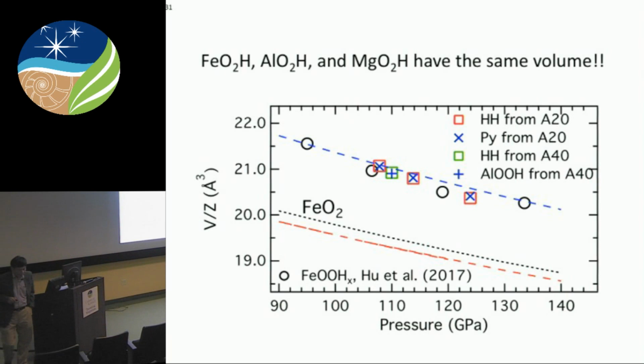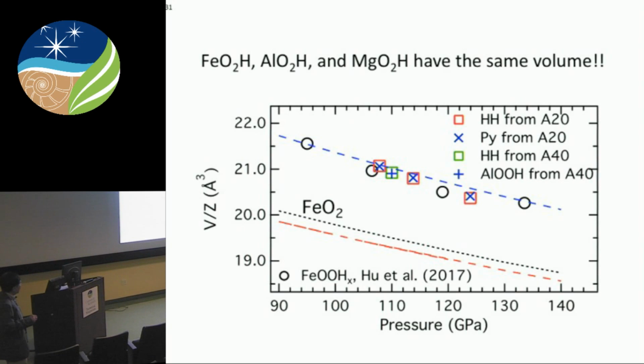Another thing very interesting is that these two structures, the pyrite and the HH phase, have the identical molar volume, the volume divided by the number of molecules. One is a very big unit cell, but divided by many molecules, and the same. So those squares are the HH phase. Crosses are the same point, the pyrite structure converted back and forth. They just sit on top of each other. And also, they have the same volume.